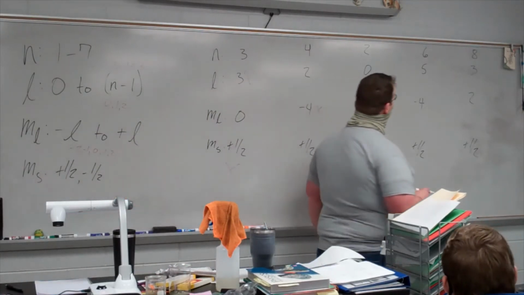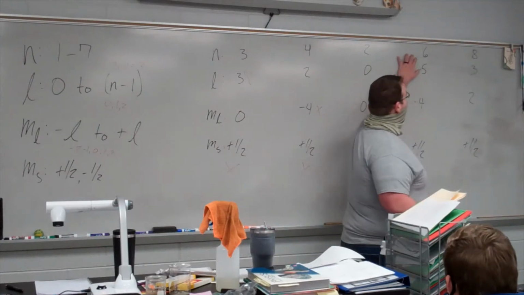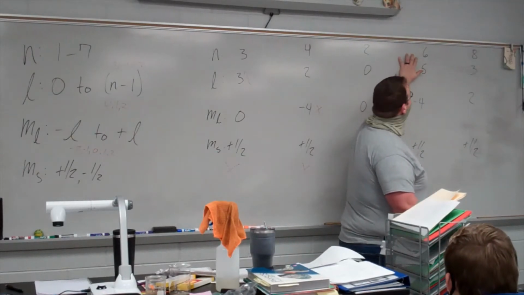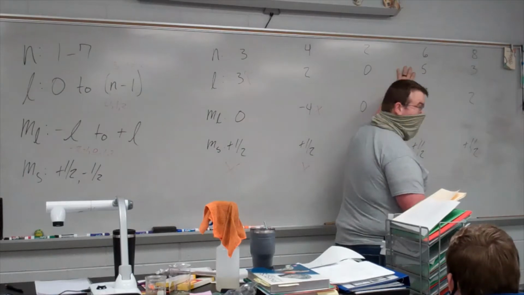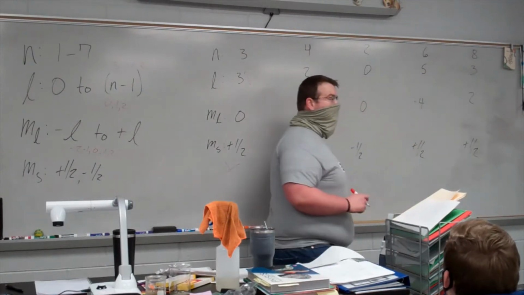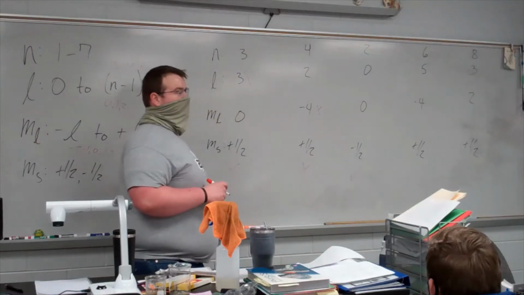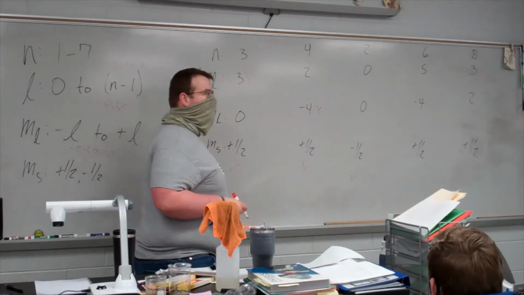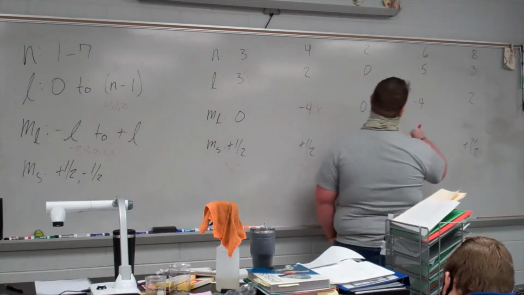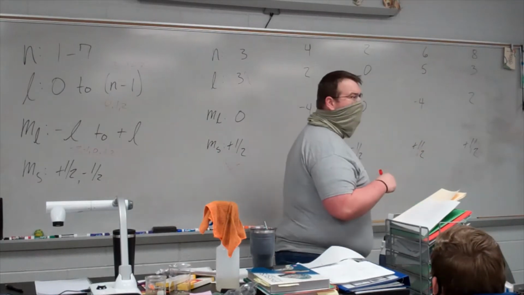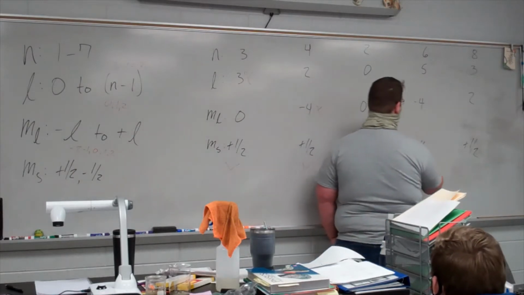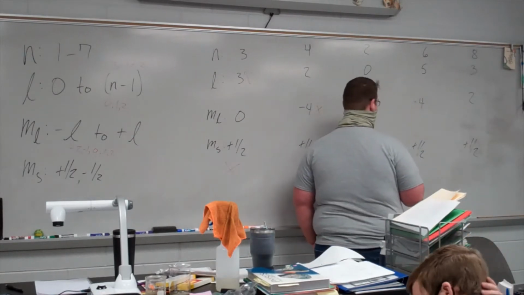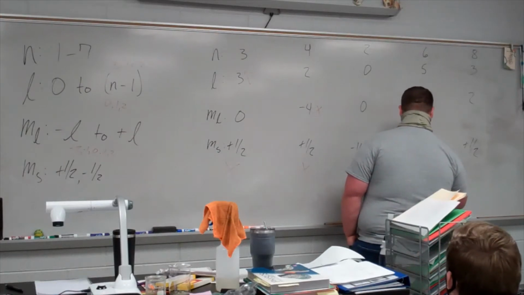Go to this fourth set. N is 6. Can N be 6? Yeah. L is 5. Can L be 5? Yes, because it falls in the range. If N is 6, then 6 minus 1 is 5, so it can be 0, 1, 2, 3, 4, or 5. M sub L is negative 4. Can M sub L be negative 4? Yes. Spin quantum number plus 1/2. Can it be plus 1/2? Yes. So this set of quantum numbers can exist.